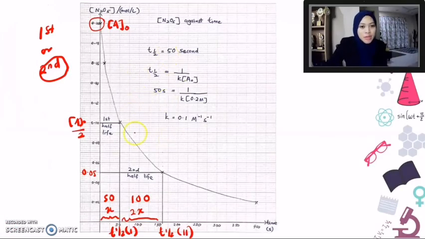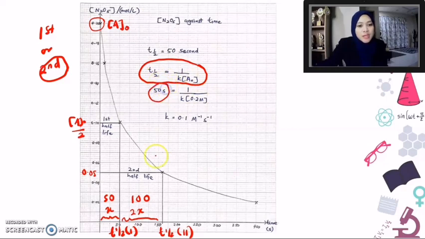For this graph, we know that it is second order, and we already calculated the T half, so we can use our T half equation to find out the value of rate constant. For the second order, this is the formula of half-life. We just substitute the value 50 seconds here. This is our T half, 1 over k A naught. A naught here is 0.2. Perform this calculation, we will get k equal to 0.1 per molar per second. Don't forget the unit. We know that it is second order, so the unit must be per molar per second.